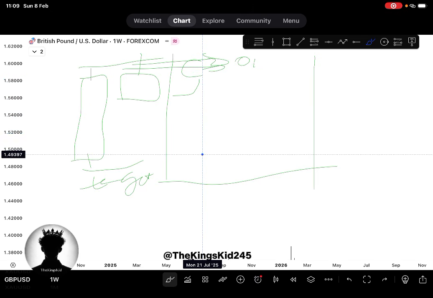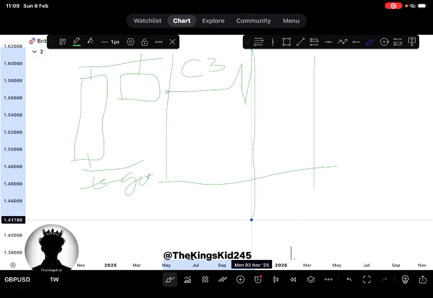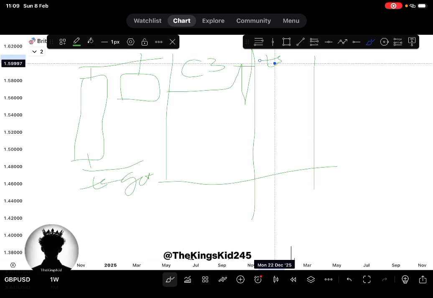Now, what went wrong in scenarios whereby you are trying to catch C3, then suddenly the market wicks you out or stops you out before delivering into the target? What went wrong?